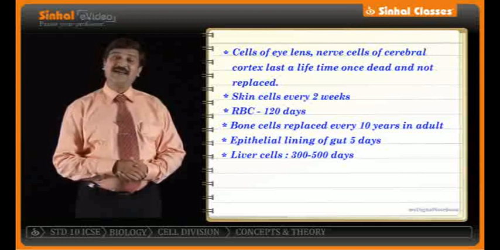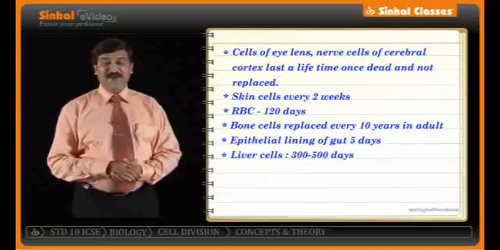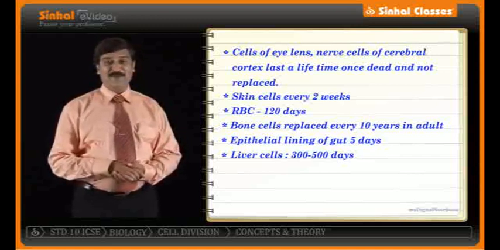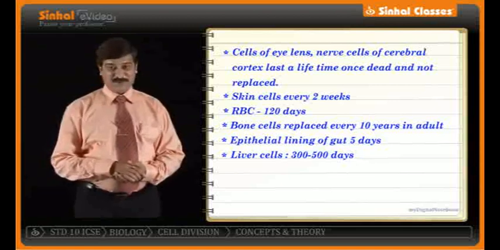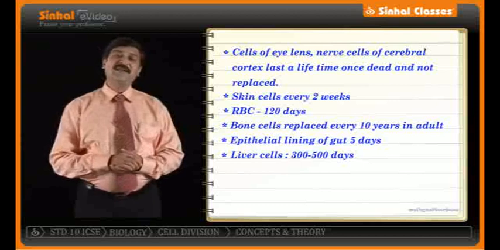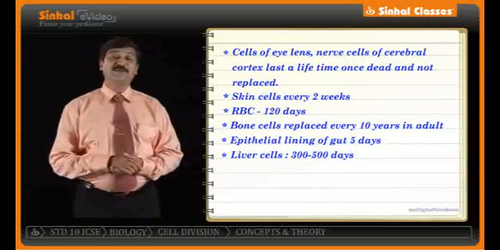Is the cell cycle an endless cycle? Don't keep on thinking. Here the answer is no, because all the cells cannot undergo this process. These processes will only take place in those cells that are responsible for growth.